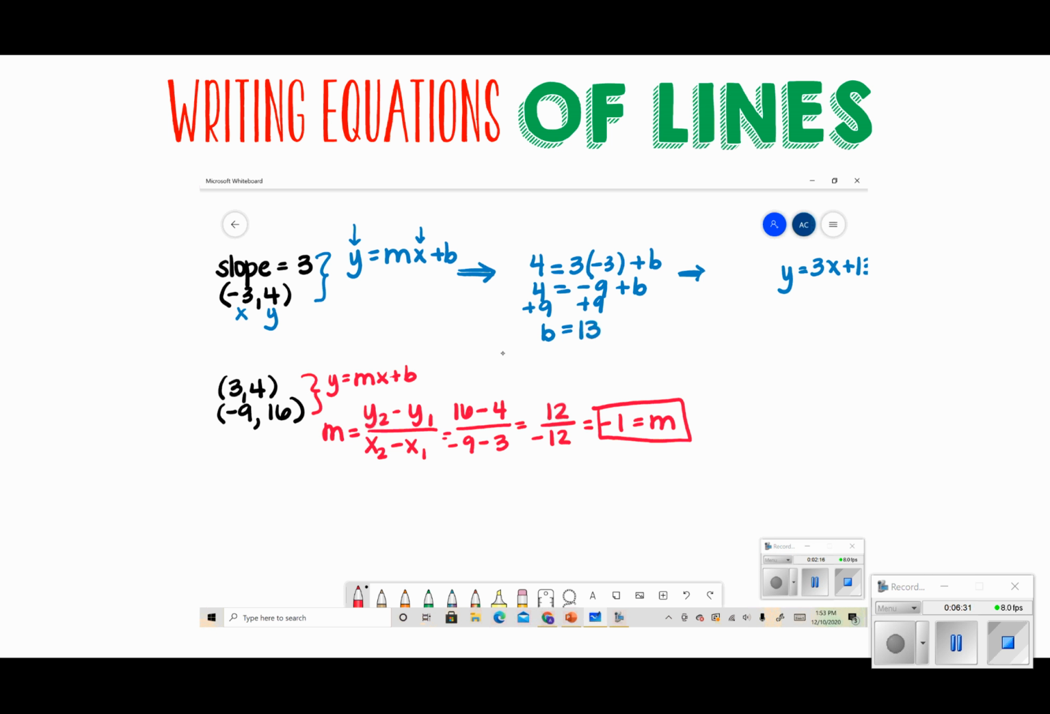So I have my slope. Do you have your y-intercept? You do not. So you're going to go back up to what we did before. We want y equals mx plus b. Well, I'm going to use my first point right here, x, y. So 4 equals -1 times 3, plus b. So 4 equals -3 plus b.